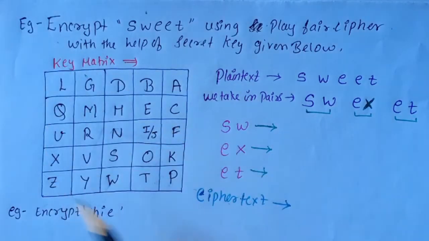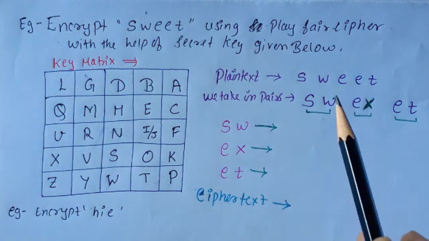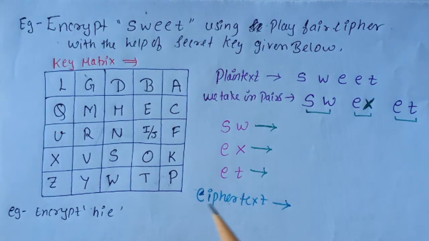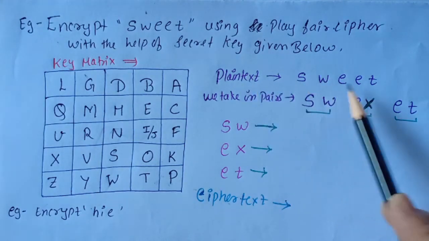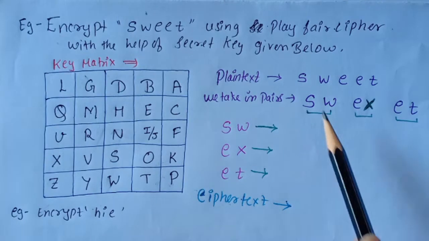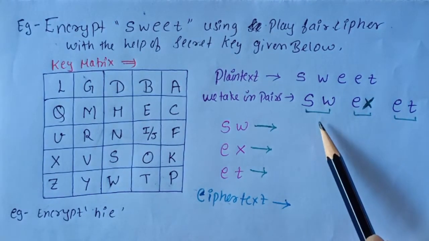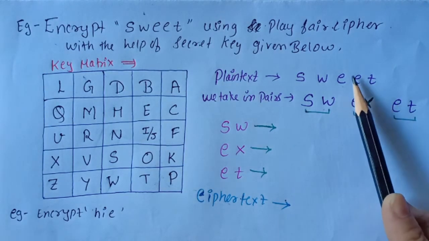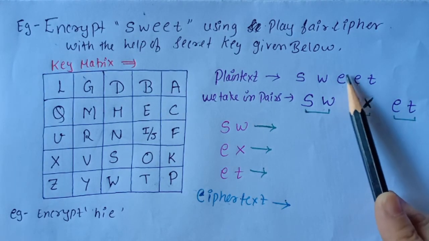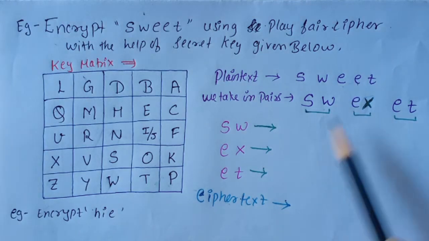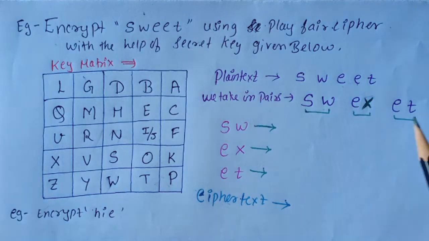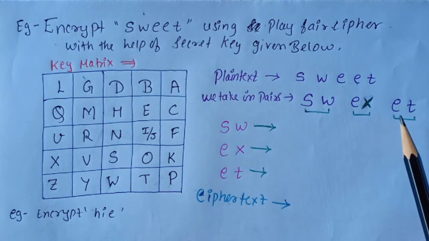So here see the example: encrypt SWEET using Playfair cipher with the help of a secret key matrix. We have chosen this secret key matrix and now we will be encrypting SWEET. Here we will first make them into pairs. SW is one pair. As I have said, if the same symbol occurs, we have to insert a bogus symbol. So we will insert X as a bogus symbol. So E and X. And the third pair will be E and T.